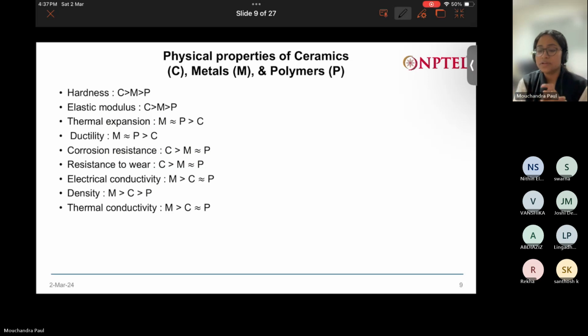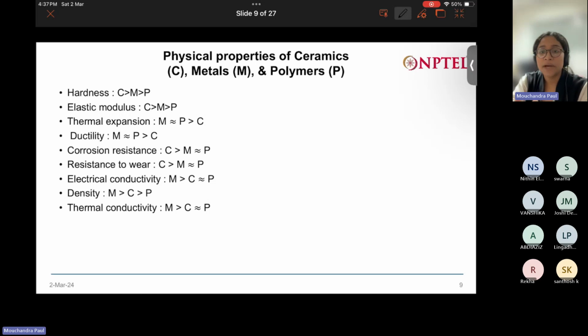Okay. So coming to a slightly different topic. I'll now try to compare the physical properties of three classes of materials that we have seen so far: the ceramics, metals, and polymers. In depth, we have seen only metals. In coming lectures, we will go into polymers and later on ceramics.